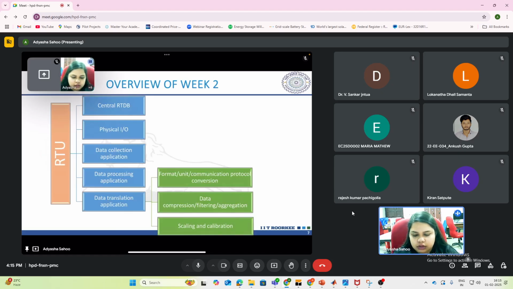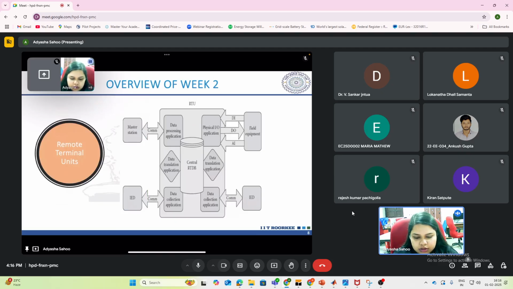Then we have the remote terminal units or the RTUs, and here the major components are: firstly, the central RTDB, then the physical input output devices, the data collection application, the data processing application, and lastly, the data translation application. So we can see from this schematic first what is happening.